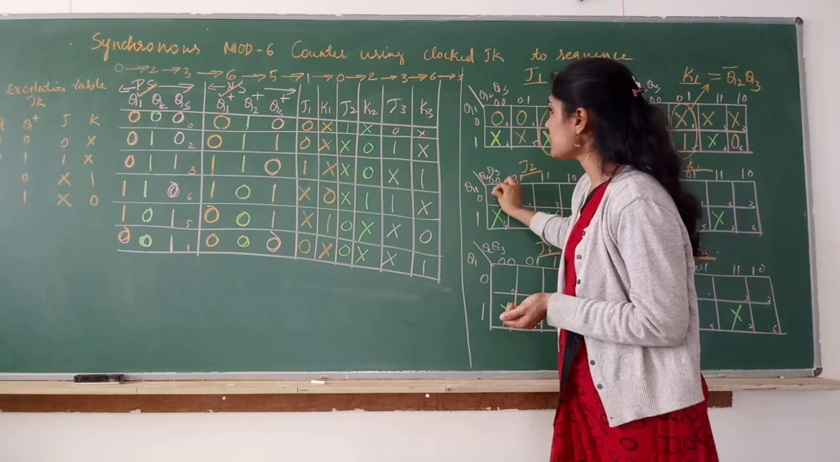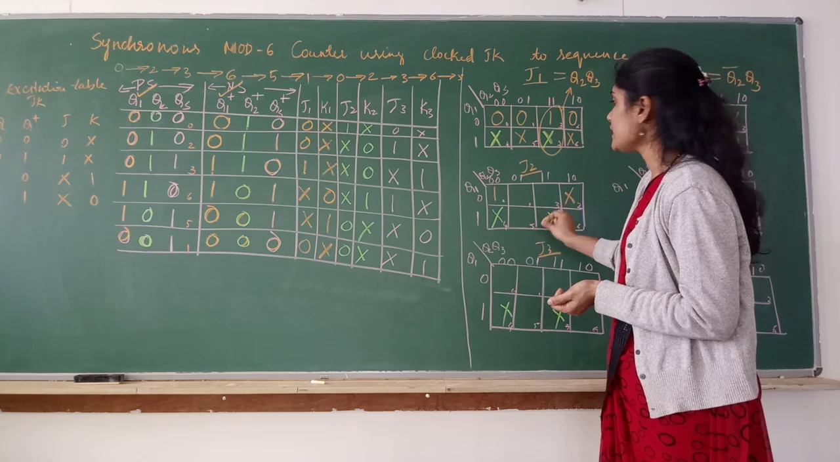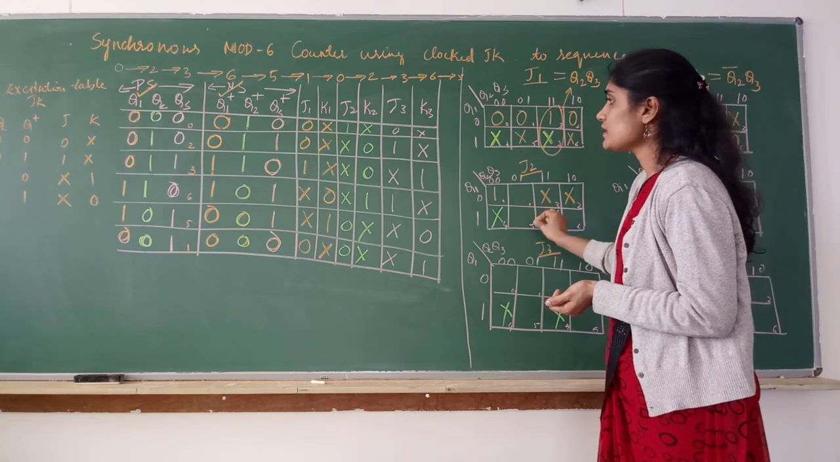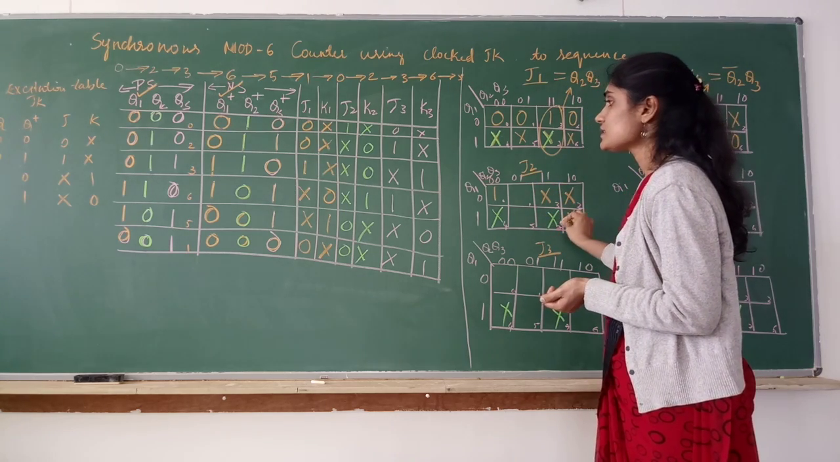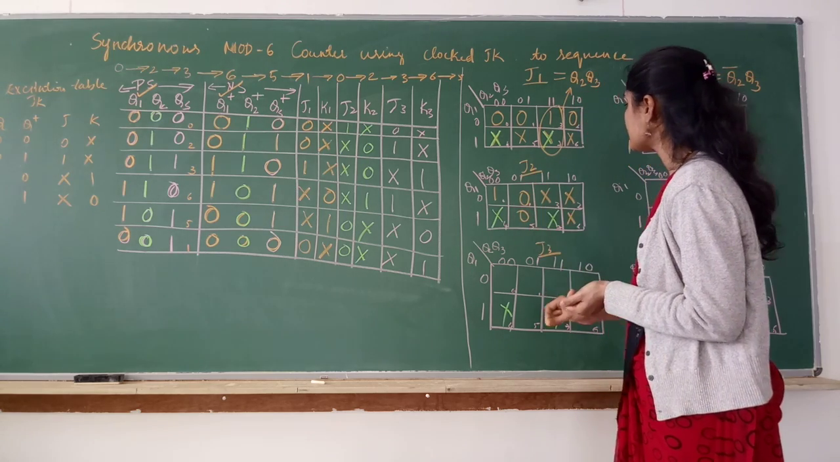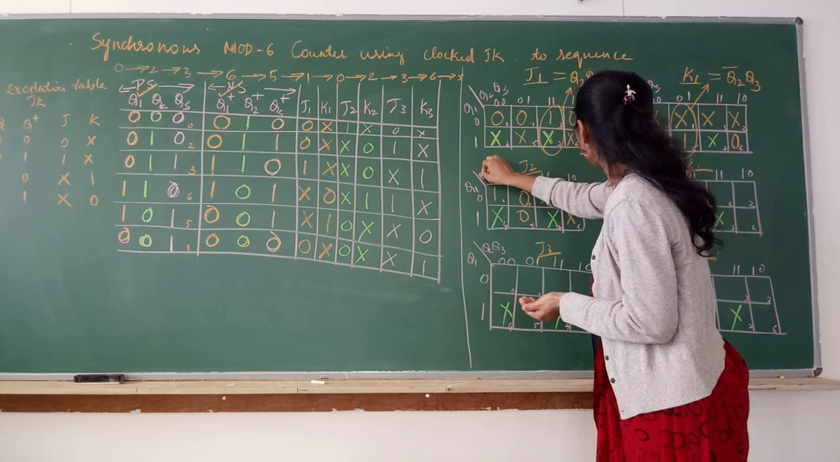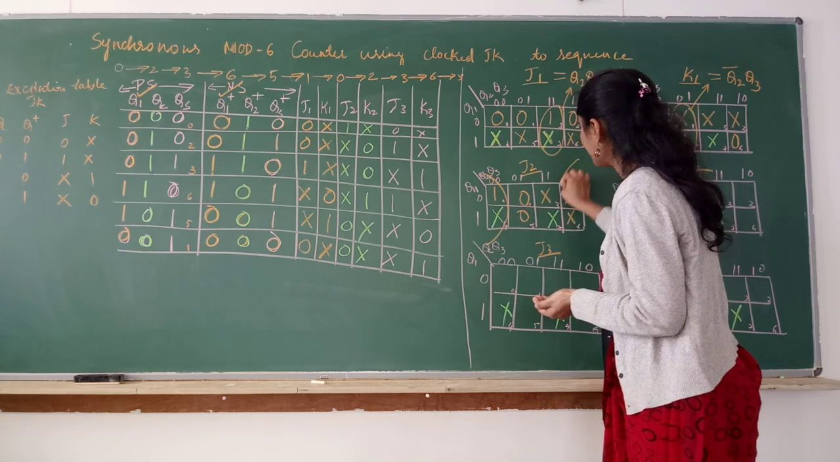So J2. J2: cell number 0 it is 1. Cell number 2 it is x. Cell number 3 it is x. Cell number 6 it is x. Cell number 5 it is 0. Cell number 1 it is 0. So group the cells. How will you group? I can form a quad group, right? 4 cells can be combined here. So these 2 and these 2.